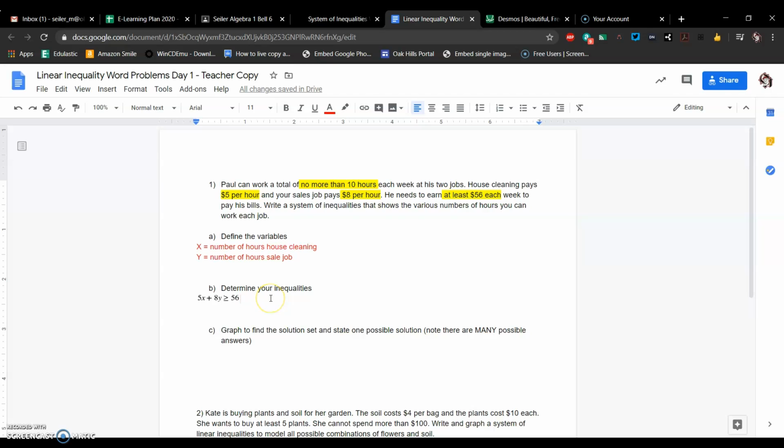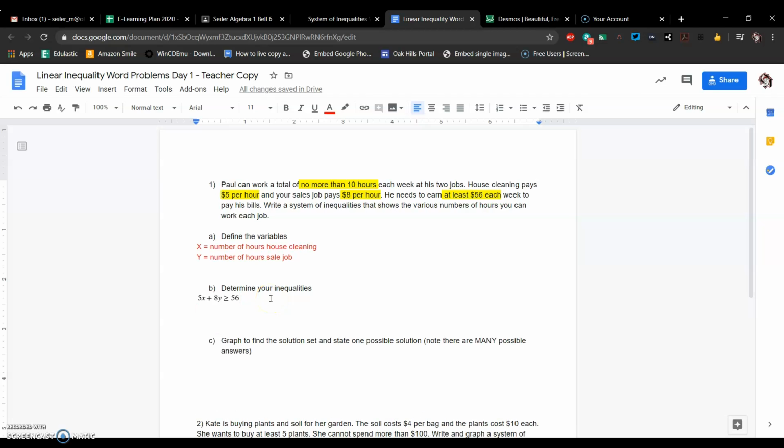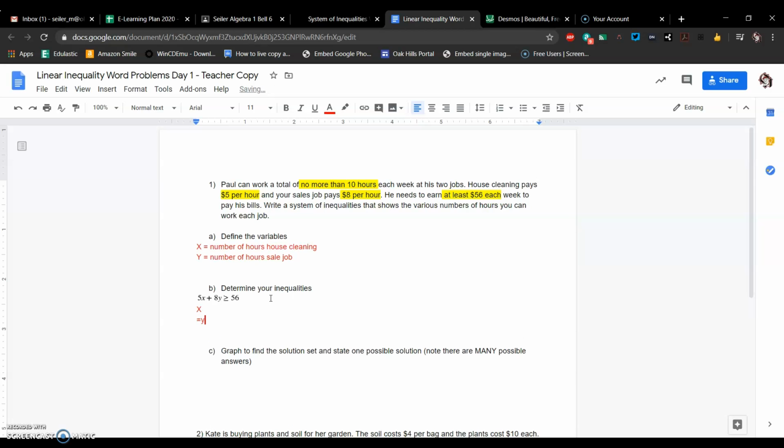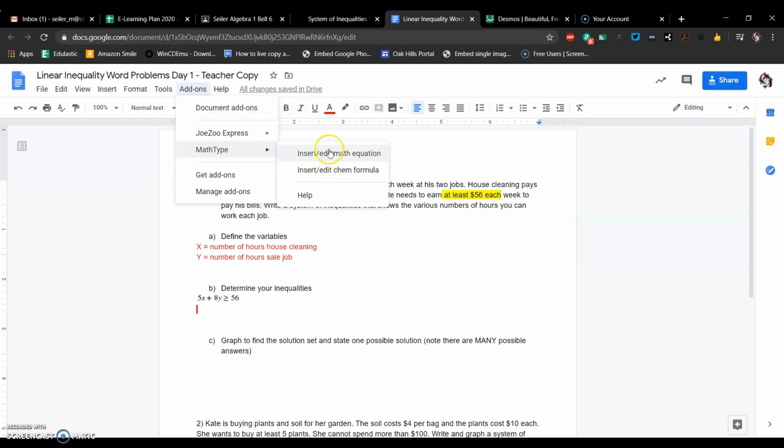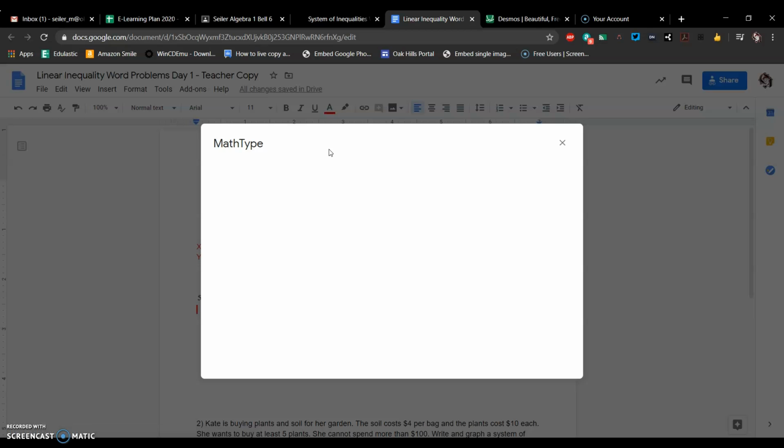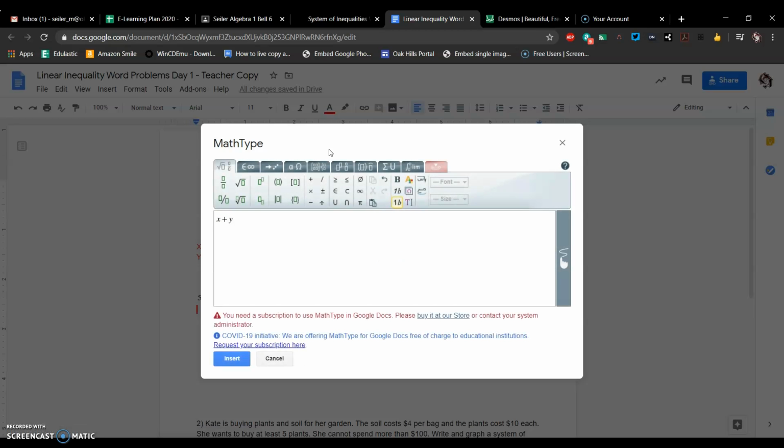So there's that one. Now, the last thing, if you think about it, is that we've got just that single number 10. We know nothing else about it, so this is going to be our x plus y. Now again, because it's no more than, we want this to be less than or equal to 10. Well, again, I can't really type something in Google that way very easily, so I'm going to come back up to my MathType. x plus y is less than or equal to 10.